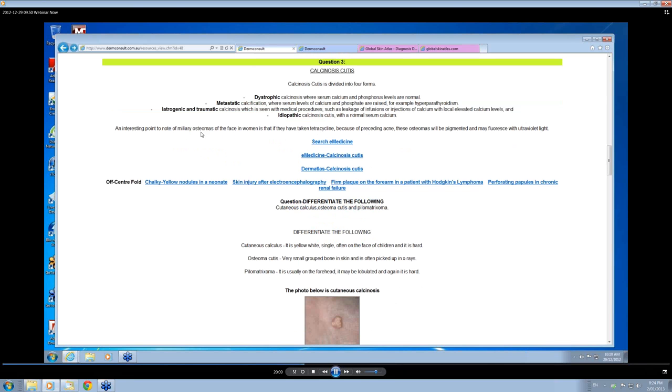Yeah, miliary osteomas. If you're going to see those, they'll present as, in a woman, usually on the face, multiple small, very firm little subcutaneous nodules. They're actually little papules, they're not big enough to be nodules. But if, say, they've taken tetracycline because of preceding acne, because sometimes this can follow acne damage to the skin, then the osteomas may be pigmented. So they may look a purpley sort of color or bluey color. And they may fluoresce with ultraviolet light. So miliary osteomas.